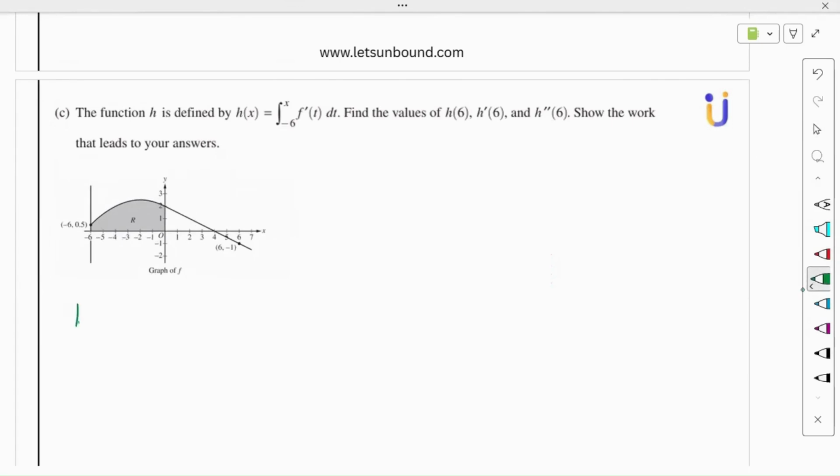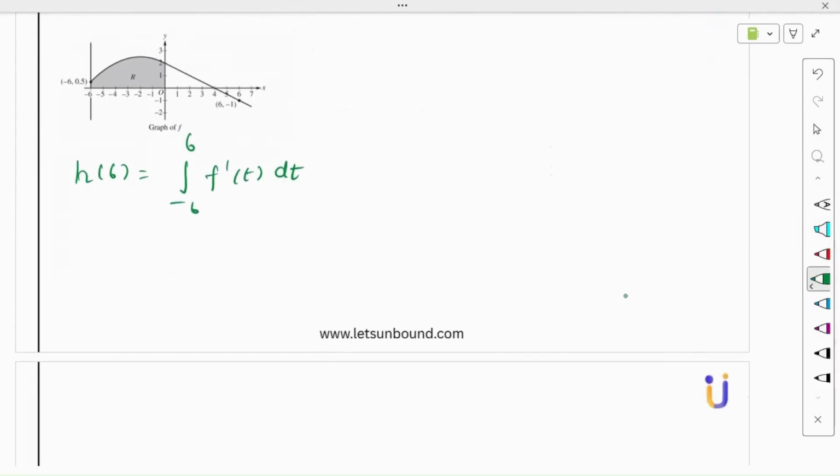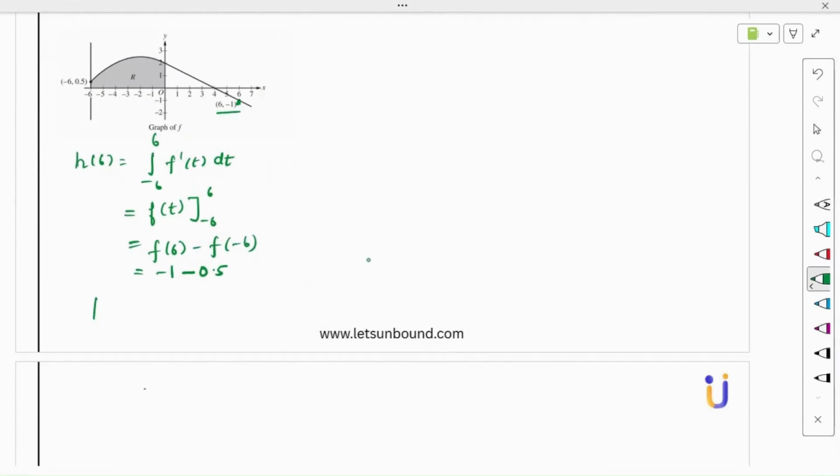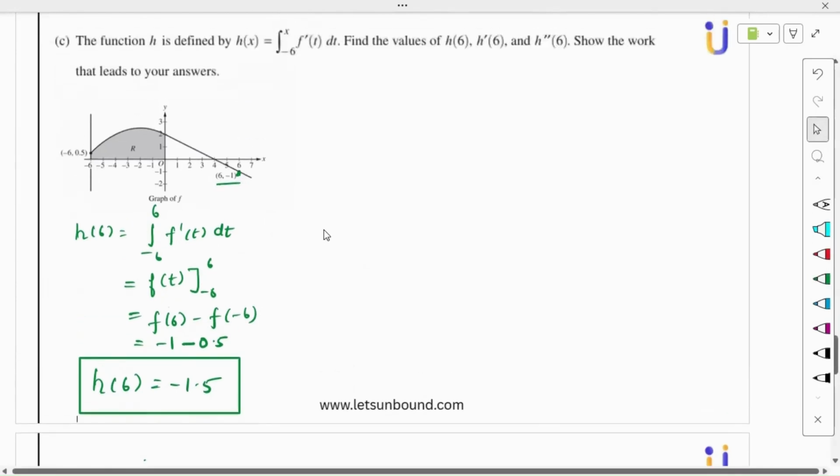H of 6 equals integral from minus 6 to 6 of f dash of t dt. The integral of f dash of t dt means its antiderivative, which is f of t, from minus 6 to 6. You apply f of 6 minus f of minus 6. From the graph of f, f of 6 is negative 1, minus f of minus 6, which is positive 0.5. And we got it: h of 6 is negative 1.5. Right? So this is done.